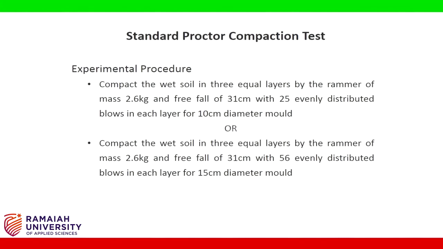Compact the wet soil in 3 equal layers by the rammer of mass 2.6 kg and free fall of 31 cm with 25 evenly distributed blows in each layer for the 10 cm diameter mold. Or compact the wet soil in 3 equal layers by the rammer of mass 2.6 kg and free fall of 31 cm with 56 evenly distributed blows in each layer for the 15 cm diameter mold.